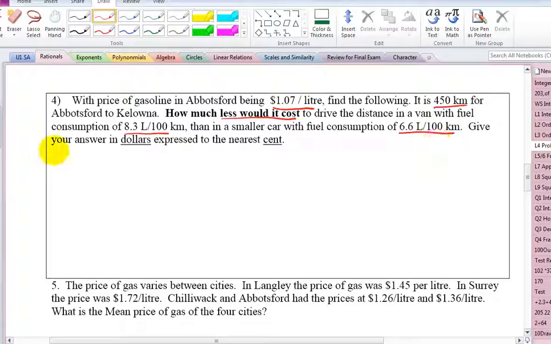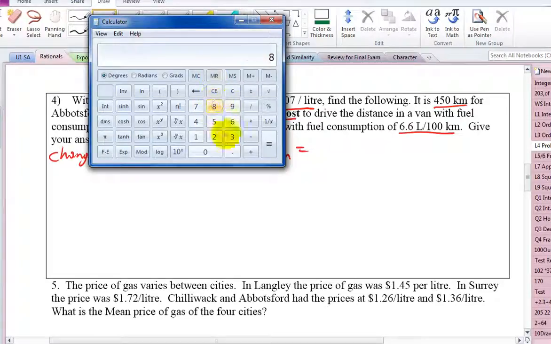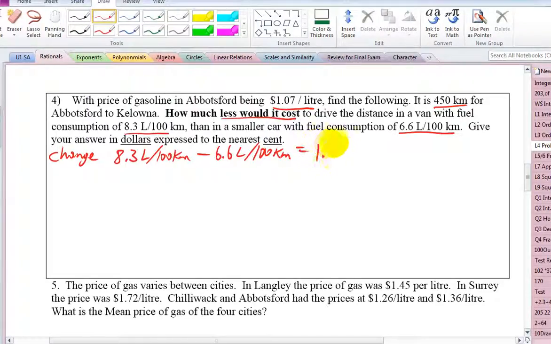So what we want to know, first of all, is find the change, or the difference. So we're going to take the high value, 8.3 liters per 100 kilometers, and subtract the low value, 6.6 liters per 100 kilometers. So the difference, 8.3 minus 6.6, is 1.7 liters per 100 kilometers. This is the difference between them.